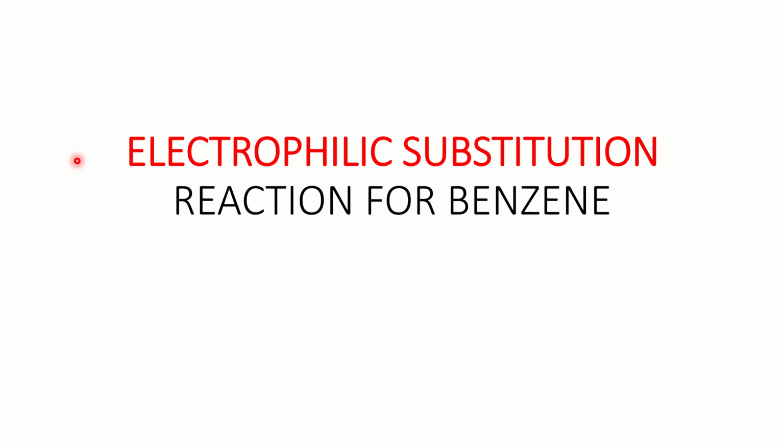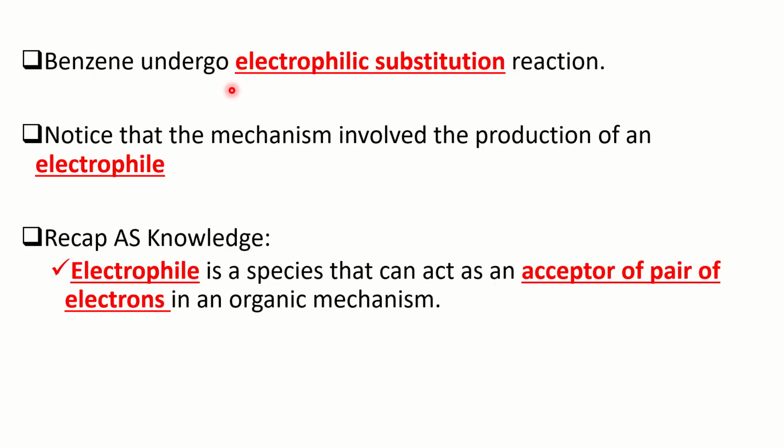Today we're going to go through the mechanism for benzene. Benzene undergoes electrophilic substitution. It means it involves the production of an electrophile. And why is it substitution? Because the hydrogen in benzene will get replaced by your electrophile.